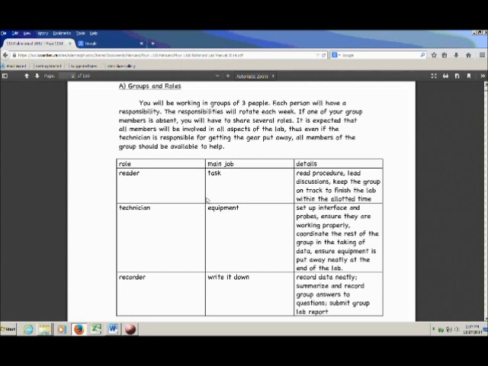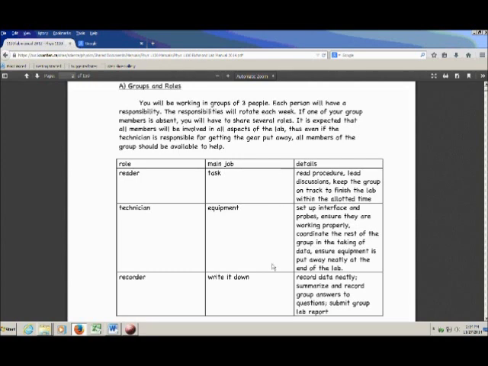The reader, their job is to read the procedure, lead discussions, keep everybody on track, and finish your lab on time. So obviously everybody in the group should read the lab ahead of time, but the reader's job is to really be on the ball and to know what is being asked of the group in every question.